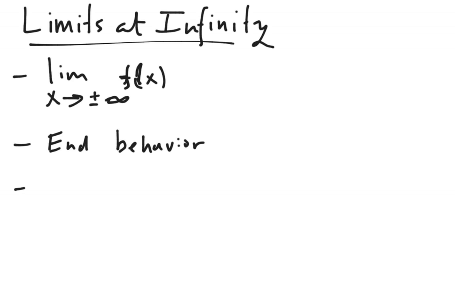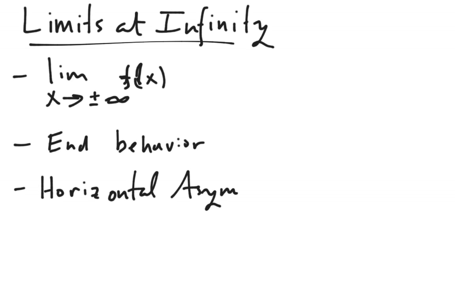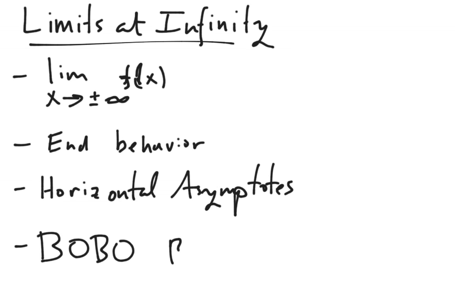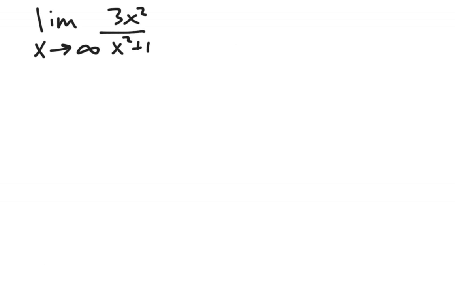And in this video, we'll also look at how we can use limits at infinity to find horizontal asymptotes. And we've already done a little bit of this before. You might recall something called Bobo-Botten eats DC. If you don't remember that, I will explain it later in the video as well.